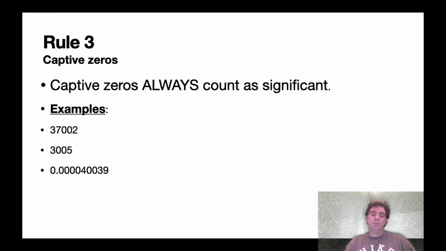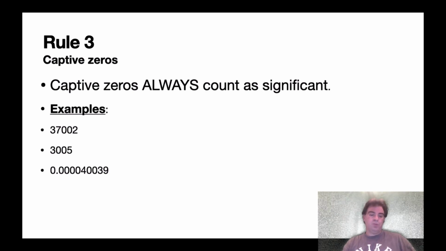Second example, again they're captive because they're between two numbers, the 3 and the 5. In this case, they always count as significant, and we have the 3 counts, the 0 counts, the 0 counts, and the 5 counts for a total of 4 significant figures. Now let's look at the last example. The last example combines rule number 2 and number 3.